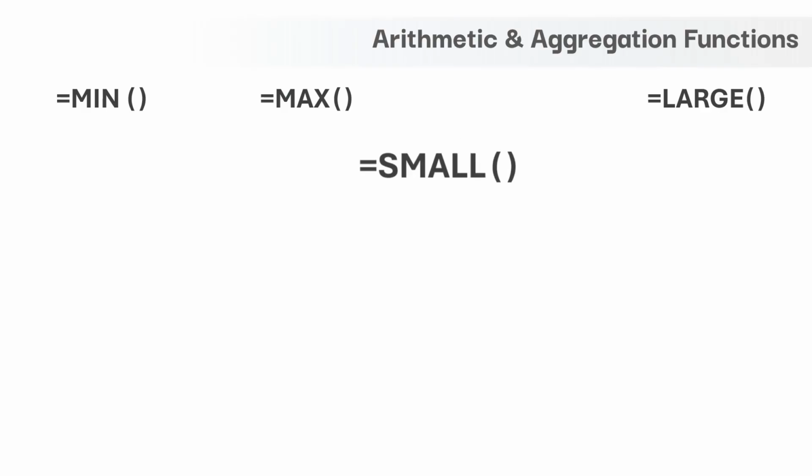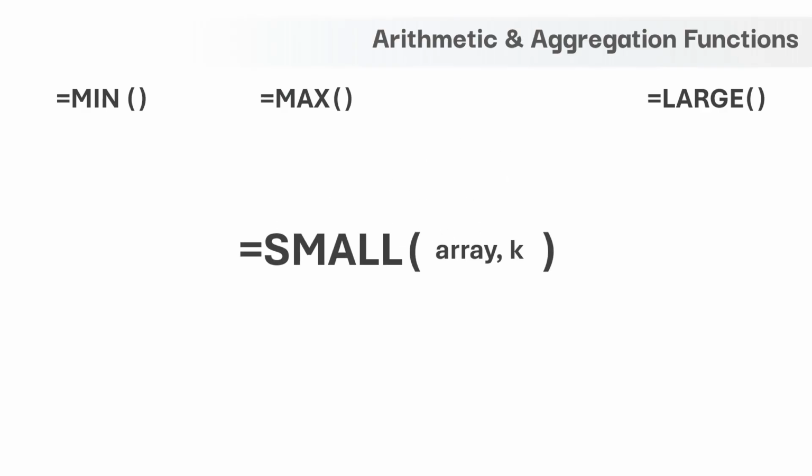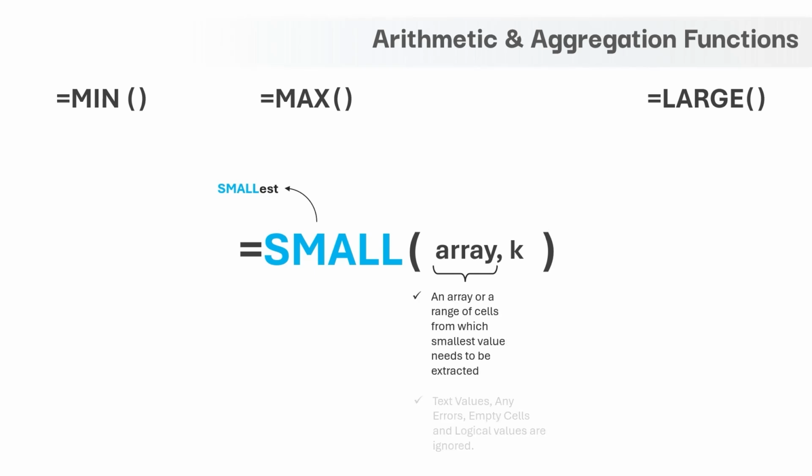Next function is SMALL and it has two arguments. Let's try to break it down. The function name is SMALL and it is the short form of smallest. As the name itself says, this function will find the nth smallest value among the available dataset. The first argument of this function is an array and we can provide a range of cells as input. And again, text values, any errors, empty cells and logical values are ignored.